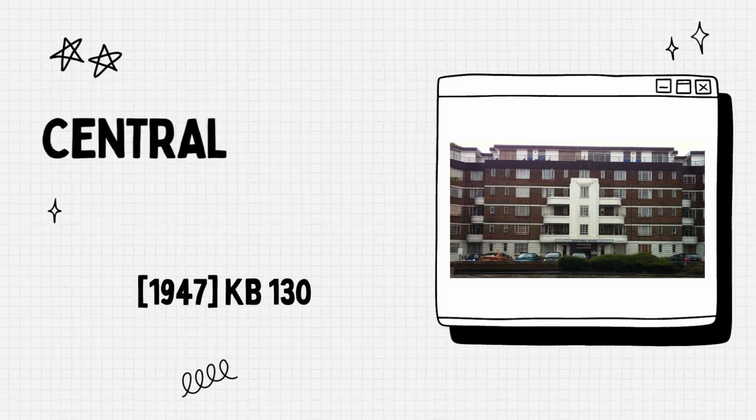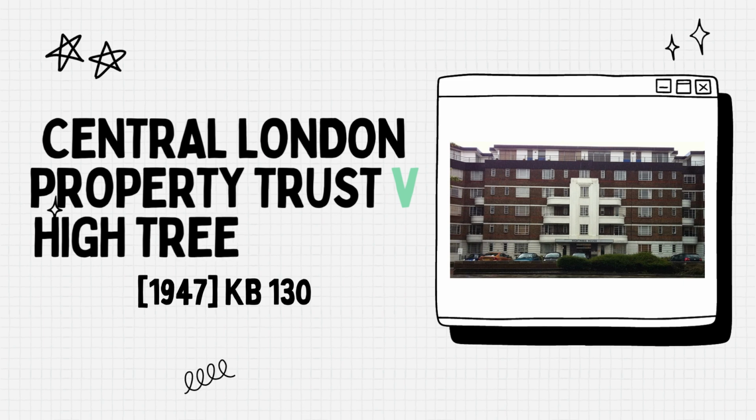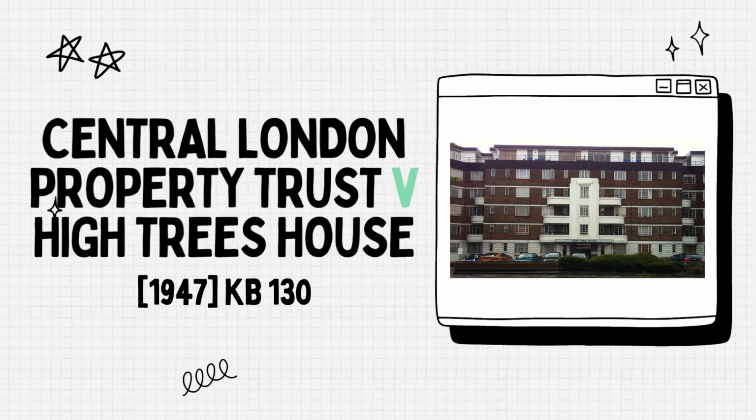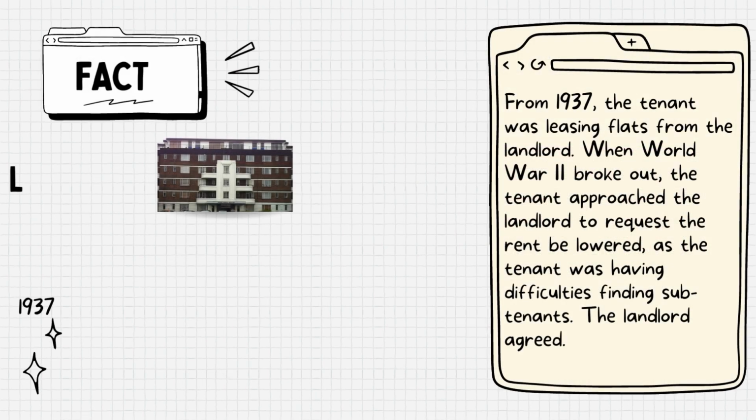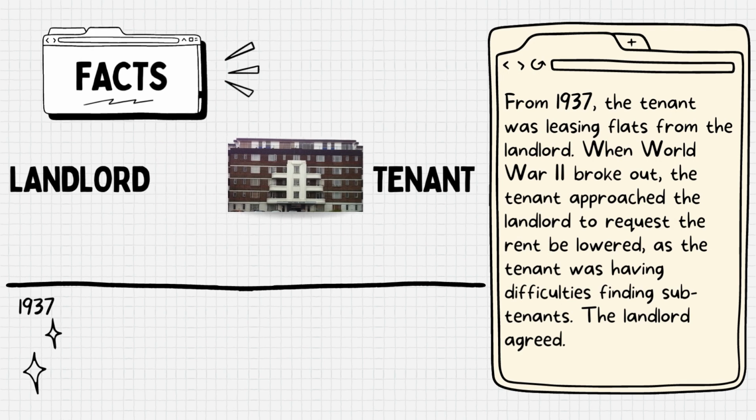In this video, we're going to talk about the important contract law case of Central London Property against High Trees House, which talks about the principle of promissory estoppel. In this case, the tenant from 1937 was leasing a block of flats from the landlord.